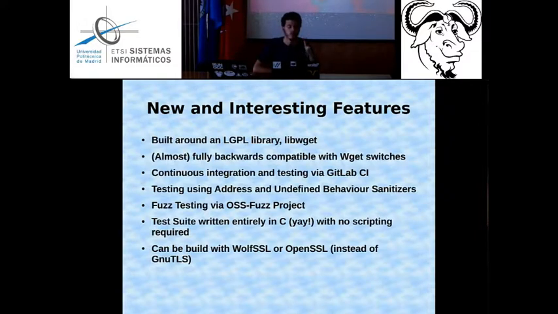WGET is built with GNU TLS for HTTPS stuff, security stuff, and encryption. But since a little time, it can also be built with Wolf SSL and Open SSL. This last one is the one that is supported by the WGET1, and the support for WGET2 is not fully ready now, but it's going to be soon.